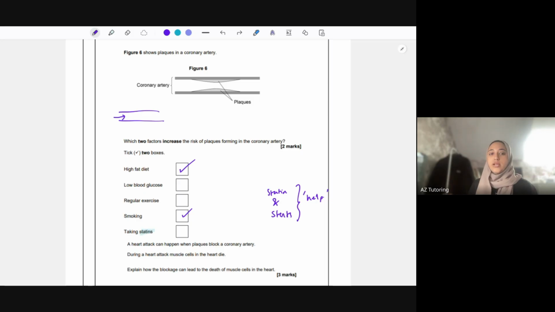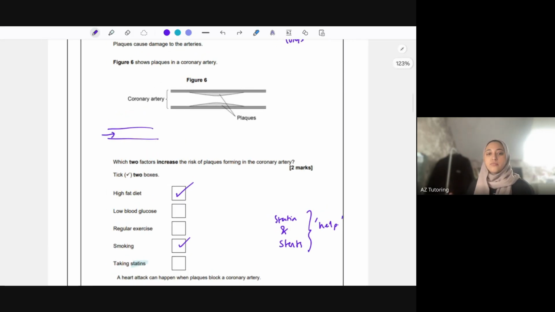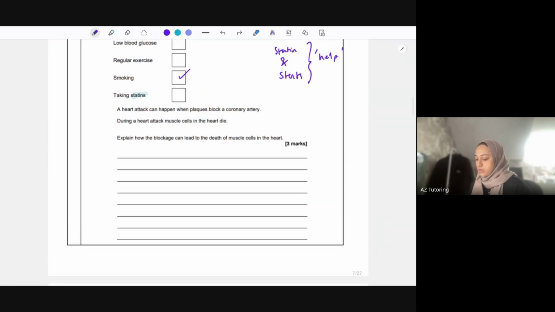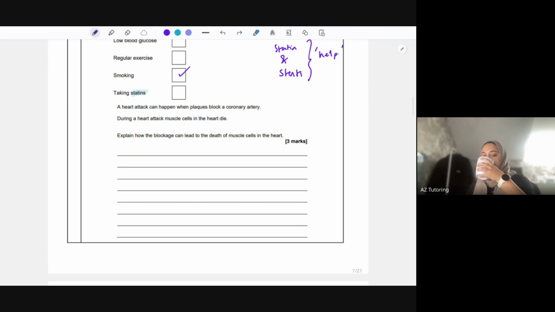Regular exercise would help prevent these plaques from building, because you're essentially promoting more respiration happening. You're promoting those fats to not be in your body and getting rid of them. Low blood glucose, that's not really relevant to this at all. So that's completely random. Okay, so we've got a 3 marker.